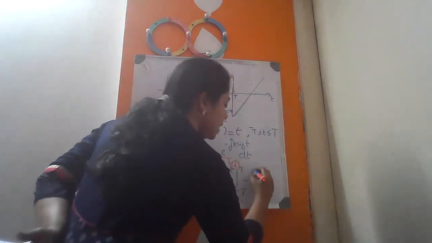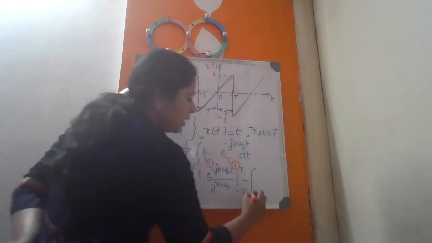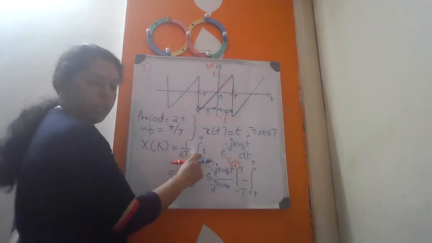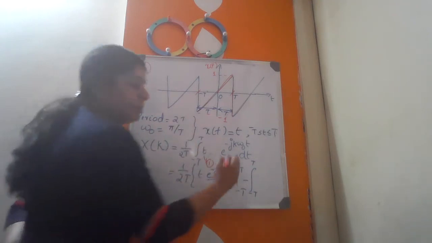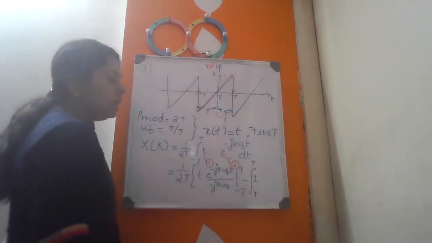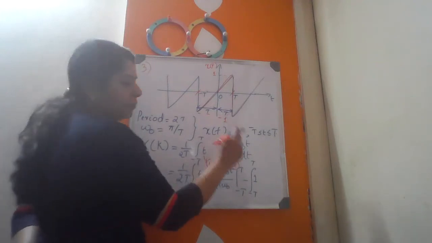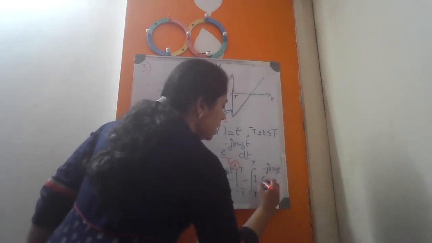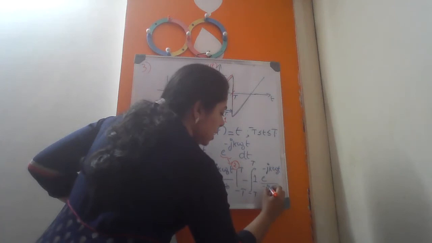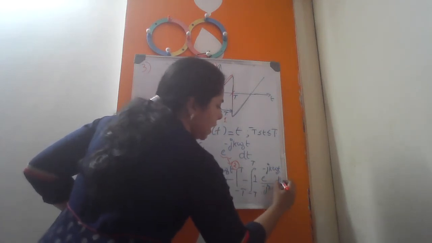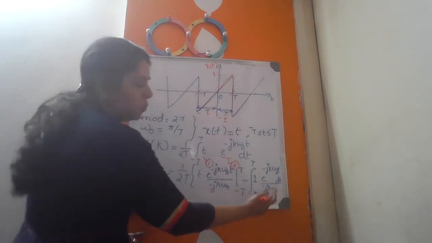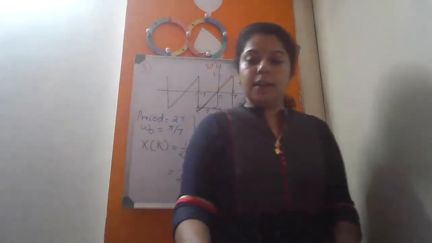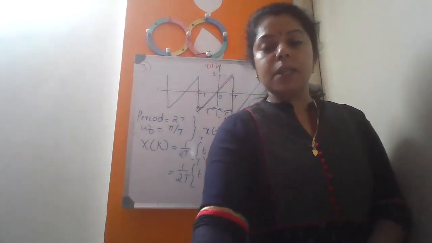So first function multiplied by integral of second, minus integral of differential of first function. What is the differential of first function? T's differential will be 1. So differential of first function multiplied by integral of second function, again I can write it as e power minus j k omega naught t divided by minus j k omega naught dt. So once again, you have to integrate this portion. You can take this thing outside and integrate it. Complete the integral and apply the upper limit and lower limit.